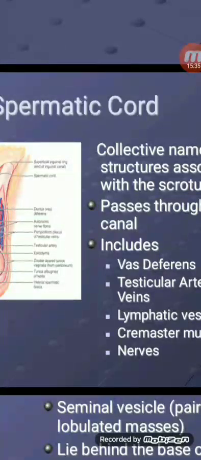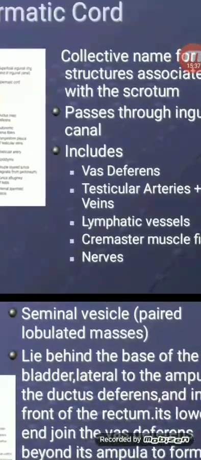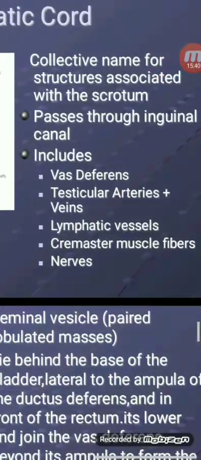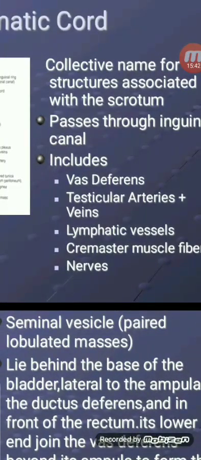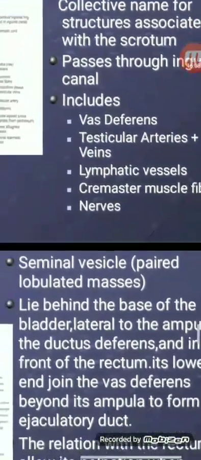Take a look at the spermatic cord. It includes the vas deferens. It is the collective name for the structures associated with the scrotum, and it passes through the inguinal canal. It's a very important structure. You may be asked about the spermatic cord: definition and contents. It includes the vas deferens, testicular arteries and veins, lymphatic vessels, cremaster muscle fibers, and nerves.